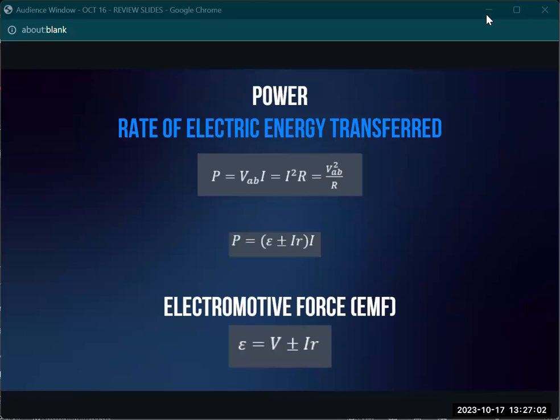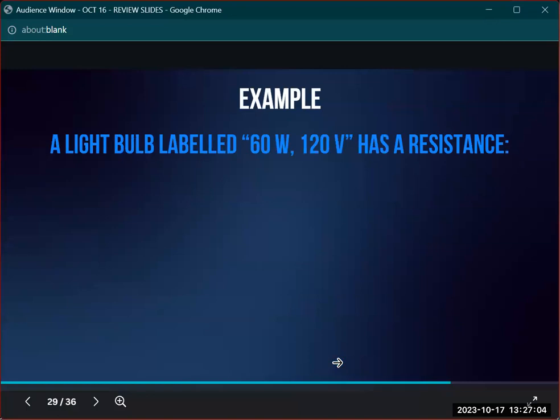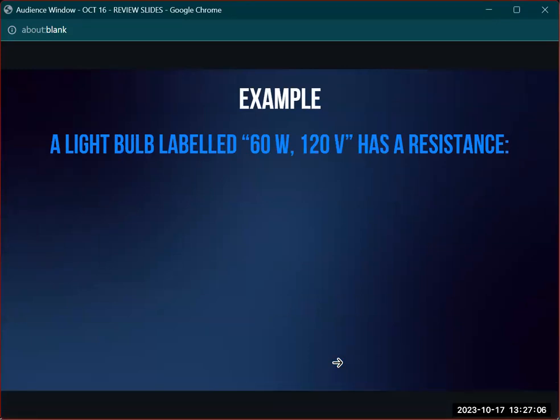Tapos, okay, ito, may example problem. Light bulb labeled 60 watts. Watts pala is standard unit for power. Hindi ko nasabi kanina. Watts for power. Tapos pag resistance, it's ohms. Tapos current, amperes.